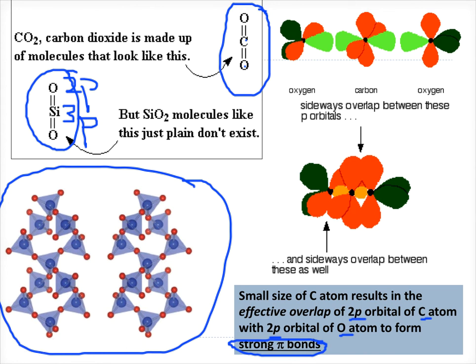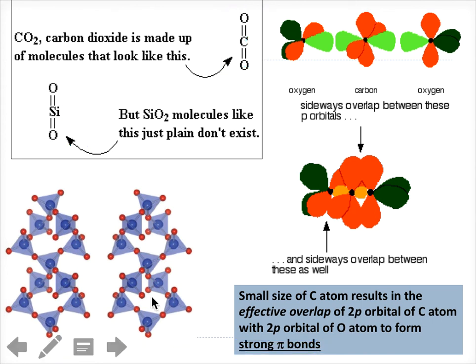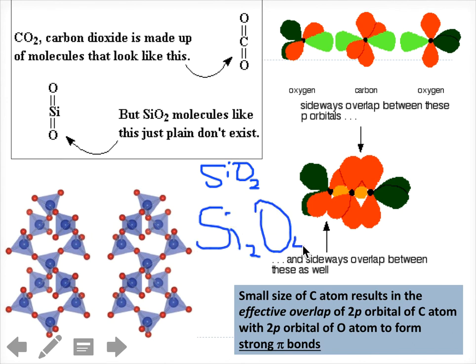Now, since we're looking at this structure, I would like you to think about this. Why do we write silicon dioxide as SiO2? Why do we not write it as Si2O4? Because if you look at this structure, the structure that my mouse is hovering over now is the structure of silicon dioxide. The purple sphere in the middle refers to the silicon. The red spheres refer to oxygen.